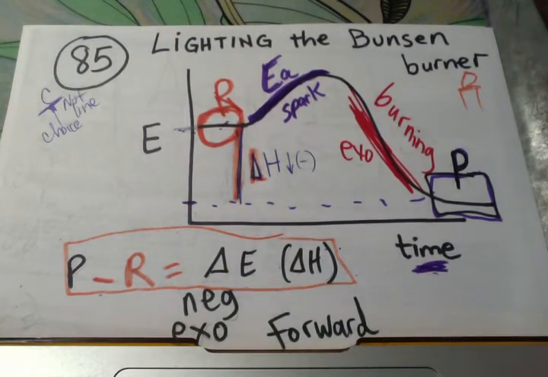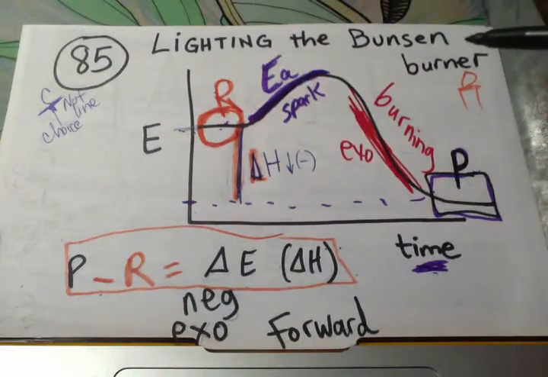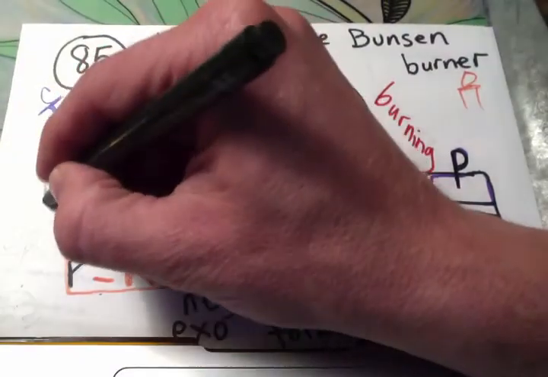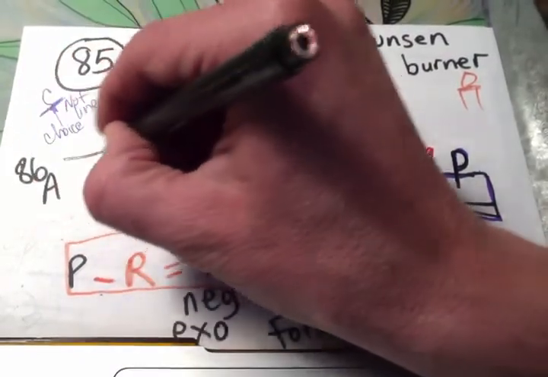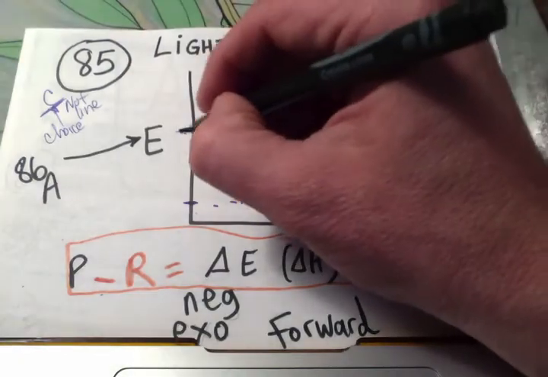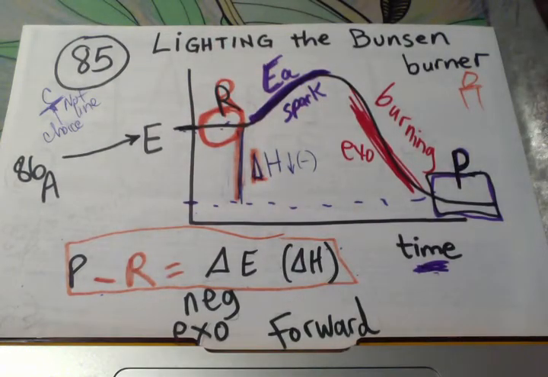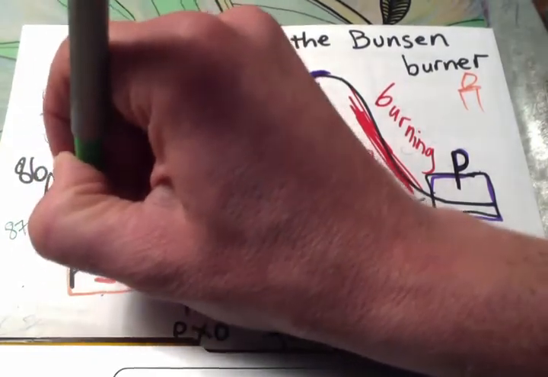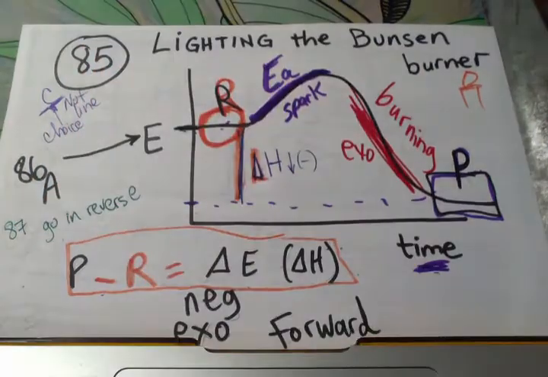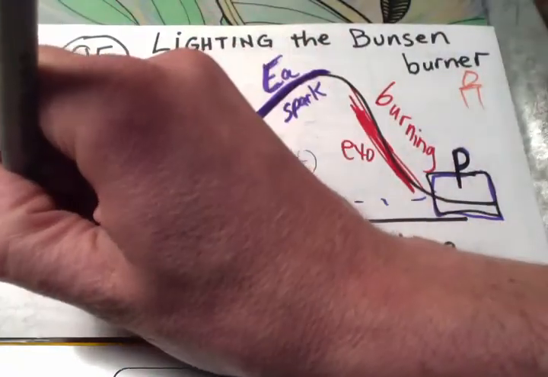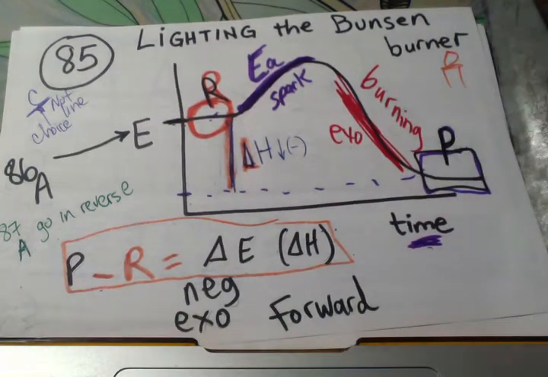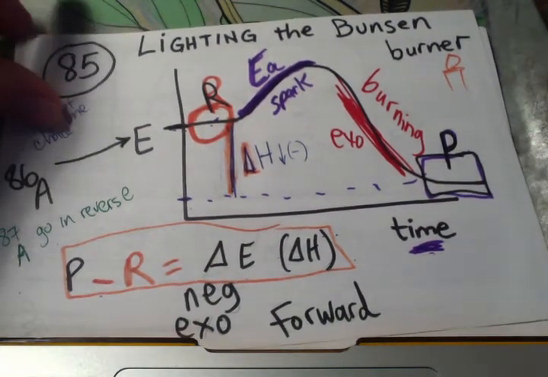86, really looking at the same graph. What's going on here? 86 is what's the potential energy of your reactants. So here was your reactants. Yeah, so right there, that amount right there. 87 was saying, well, what if you went backwards? So 87 was all about going in reverse. And if you go in reverse, that would be the opposite of exothermic. All right, and then 88, what was 88?